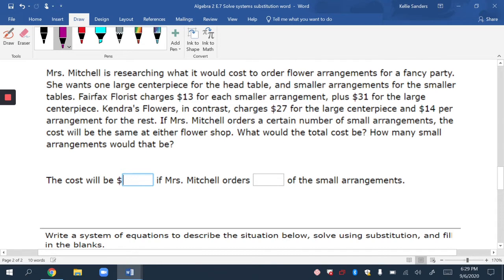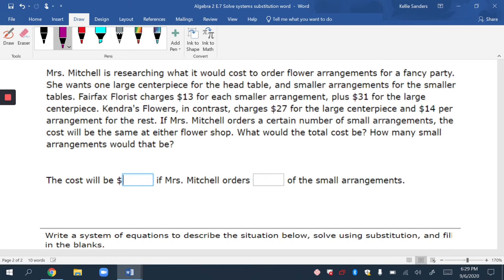Mrs. Mitchell is researching what it would cost to order flower arrangements for a fancy party. She wants one large centerpiece for the head table and smaller arrangements for the smaller tables. Fairfax Florist charges $13 for each smaller arrangement, plus $31 for the large centerpiece. Kendra's Flowers, in contrast, charges $27 for the large centerpiece and $14 per arrangement for the rest.